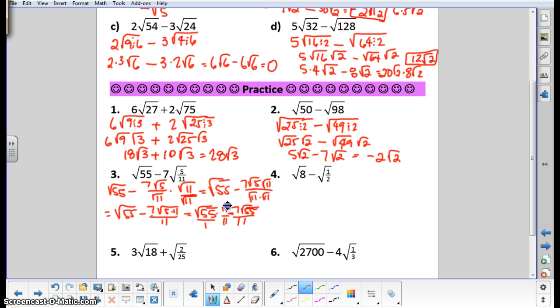So if we put that over 1, this becomes 11 root 55 over 11 minus 7 root 55 over 11. So since they're both over 11, we can just take 11 minus 7 is 4 times root 55 over 11, and that is our answer.